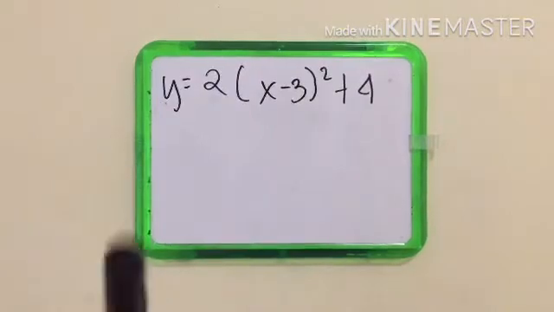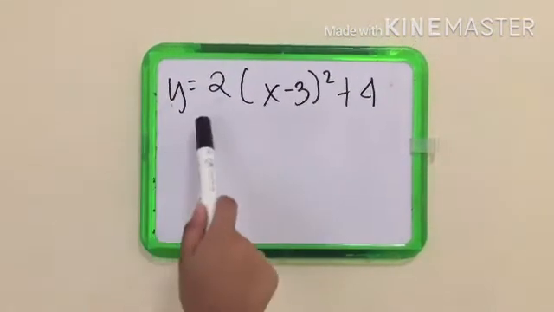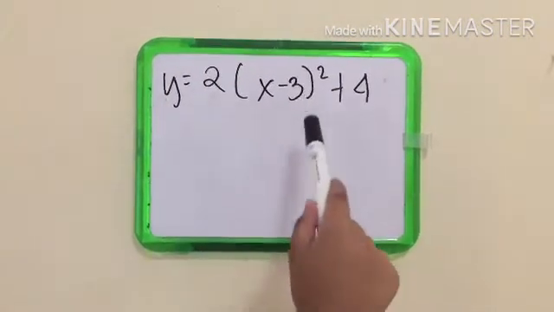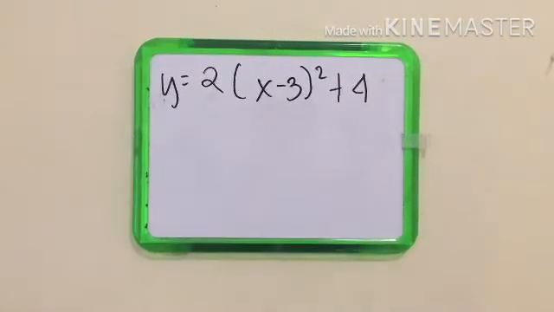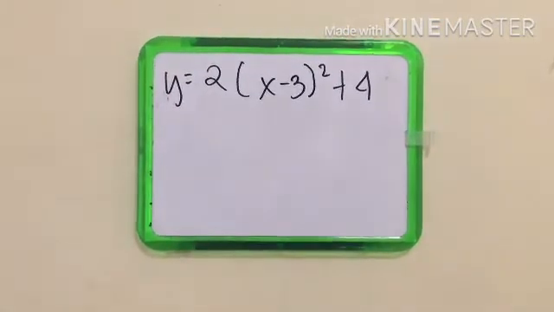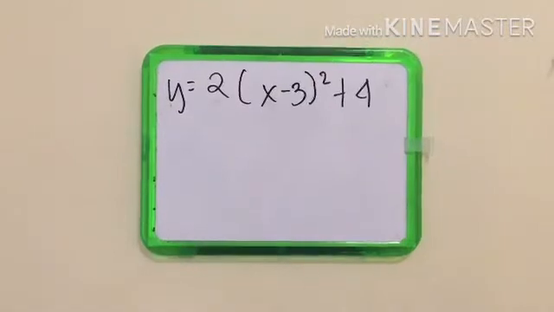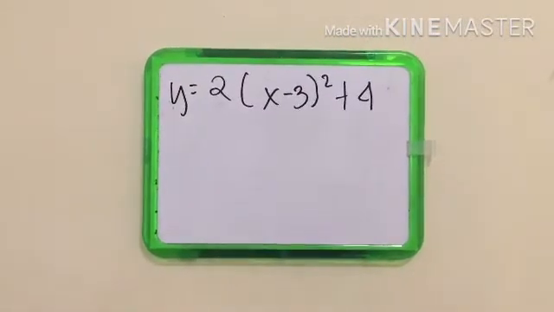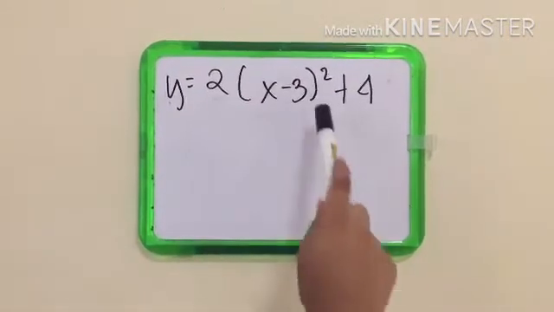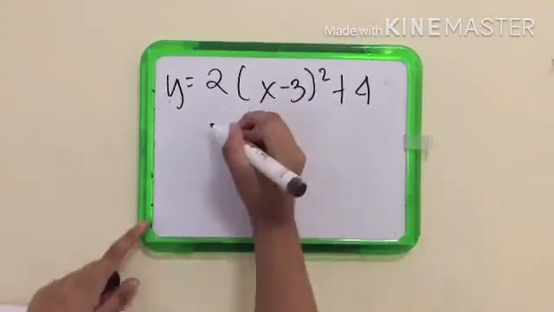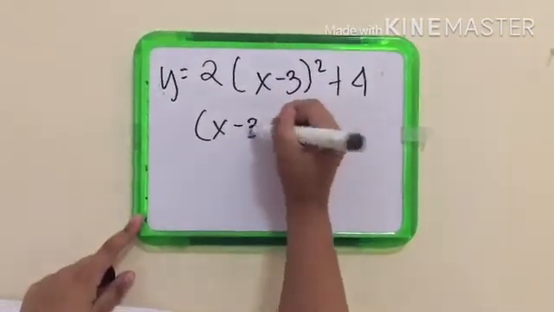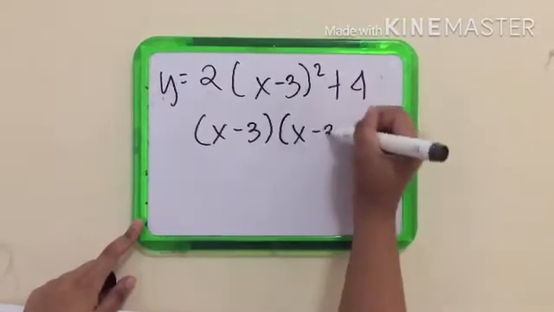Here is our first example. We have y equals 2 times (x minus 3) squared plus 4. The first thing to do is simplify the (x minus 3). We cannot simplify it, so we have to multiply it by itself. Since it is squared, we have (x minus 3) times (x minus 3).